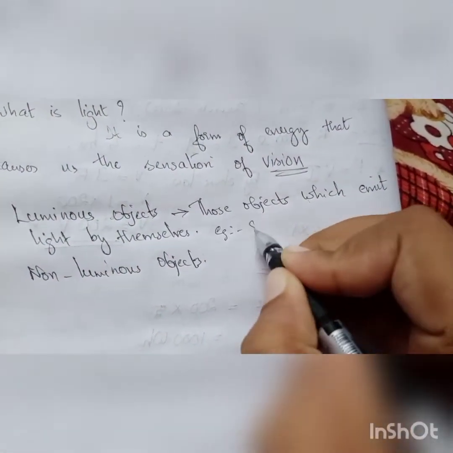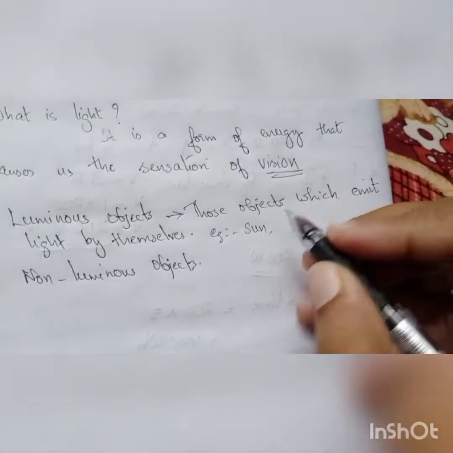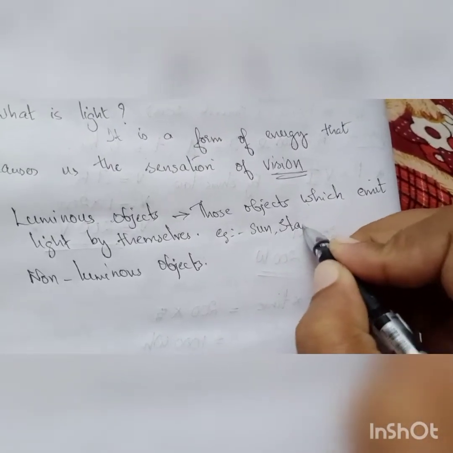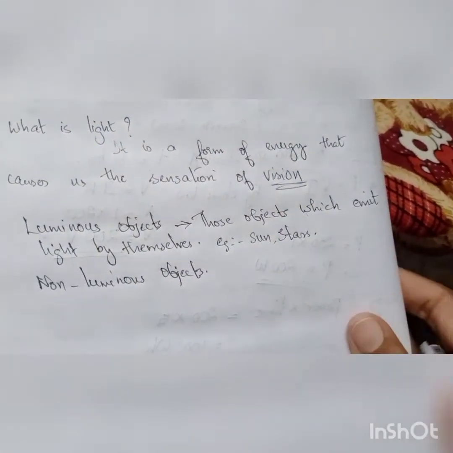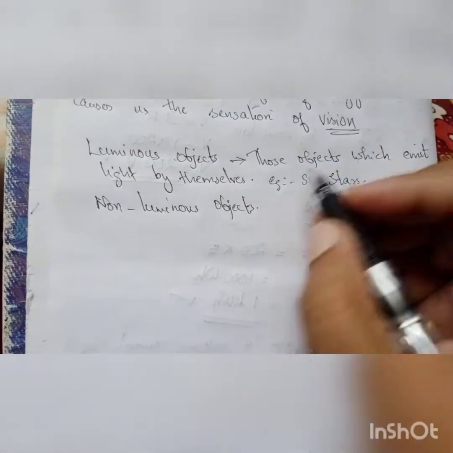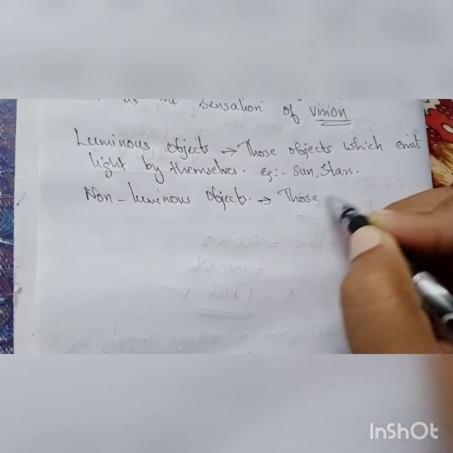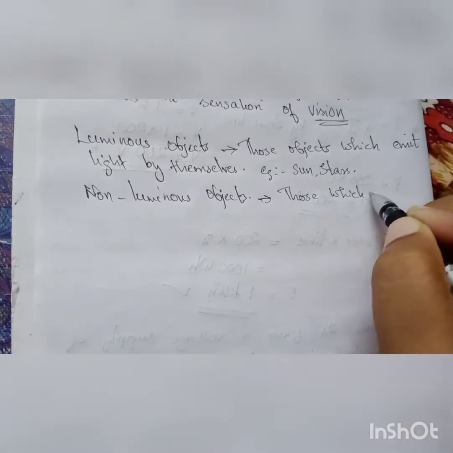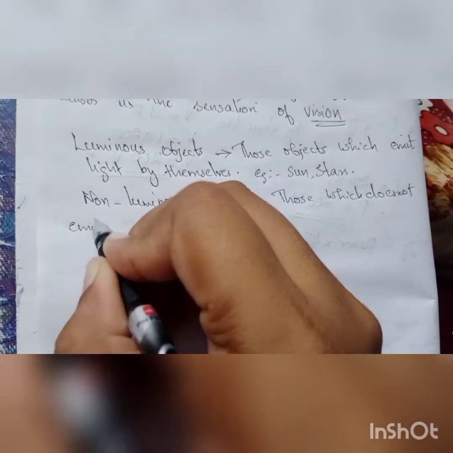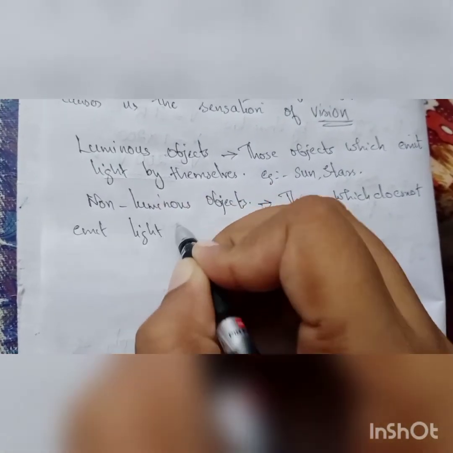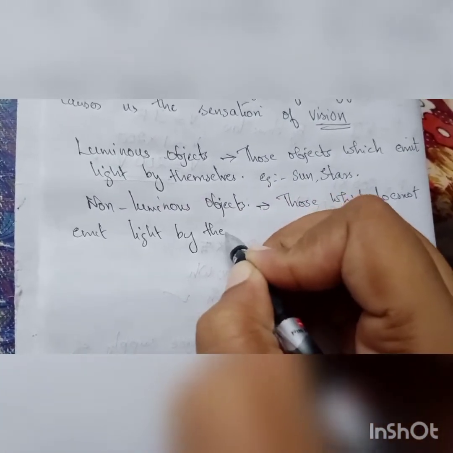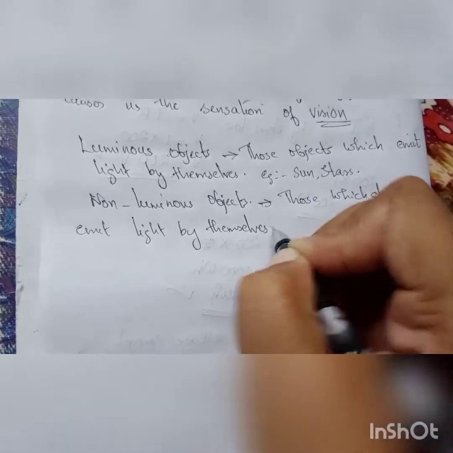For example, the sun is a luminous object. Stars are luminous objects because they have their own light. And what will be non-luminous? Non-luminous objects are those which do not emit light by themselves. So this is what is called luminous as well as non-luminous.